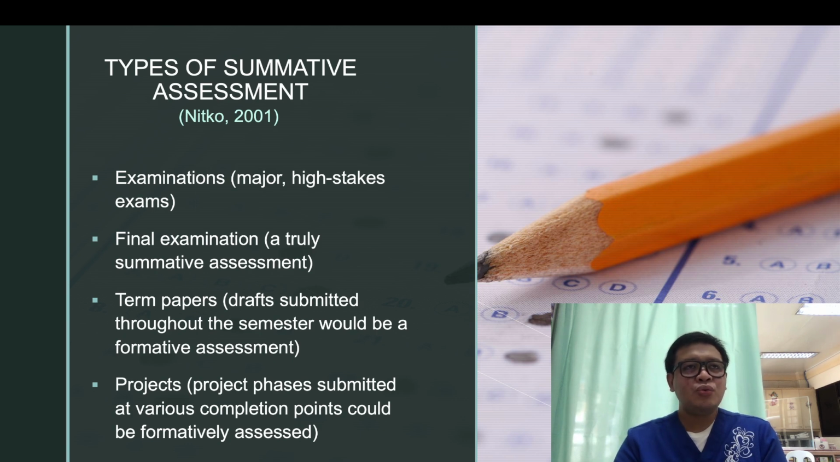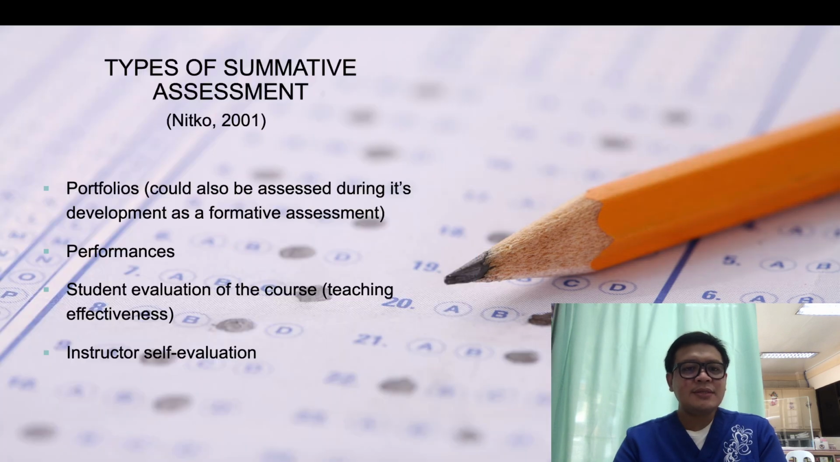It could cover a number of topics or questions, probably around 50 to 100 points on that particular examination. Term papers are considered drafts submitted throughout the semester in such a way that it's a formative assessment. And projects could be a form of summative assessment because project phases are compiled in such a way that points are taken, and could be done formatively through assessment.